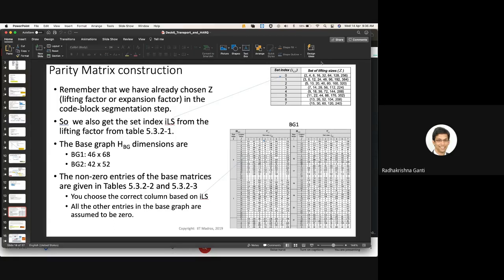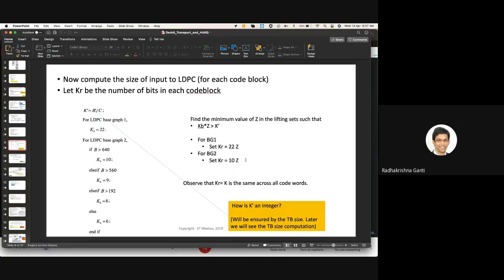So there's something called the lifting size. Lifting size is nothing but the expansion factor. Always remember, lifting size is nothing but the expansion factor. So we already chose the lifting factor Z based on this exercise. Based on the number of bits you have, and based on whatever algorithm or if conditions they give, you choose your lifting factor such that KB times the lifting factor is greater than K dash.